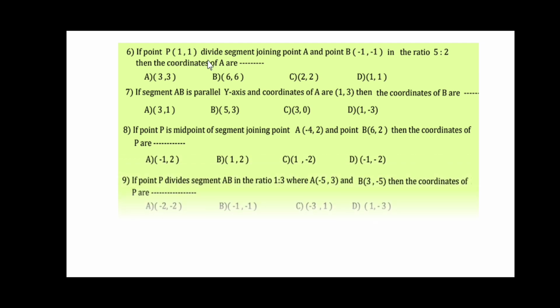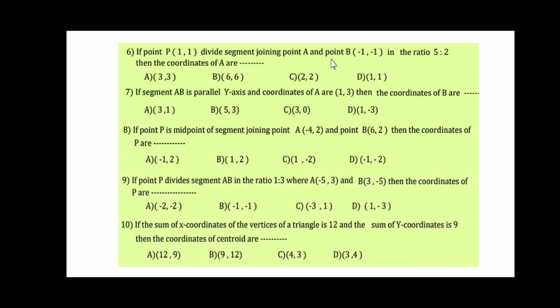If point P divides the segment joining the point A and point B (-1, -1) in the ratio 5:2, then the coordinates of A are, here we have to use the section formula, and the answer you are getting is (6, 6). If segment AB is parallel to the y-axis and coordinates of A are (1, 3), then the coordinates of B are (1, -3).